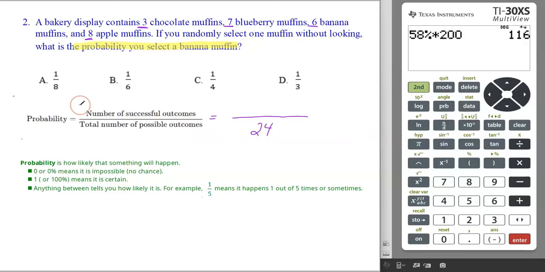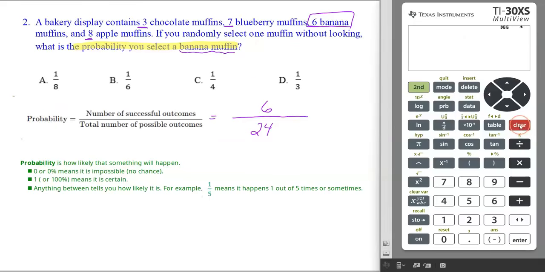The number of successful outcomes represents the total number of banana muffins, because that's a successful outcome if I pick a banana muffin. And we have 6 banana muffins, so I put that on top. So there's a 6 out of 24 chance that I will choose one banana muffin. But I don't see that as my answer choice here, so I'm going to need to reduce this.